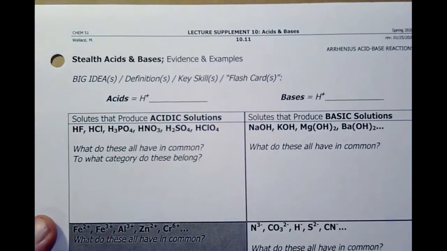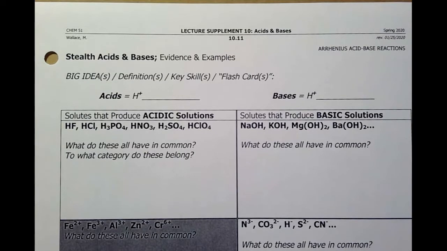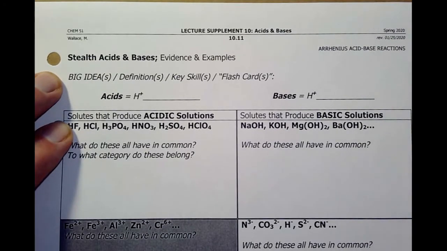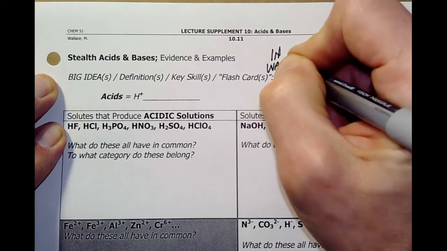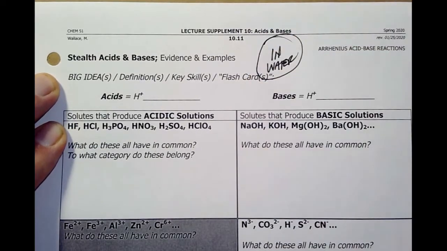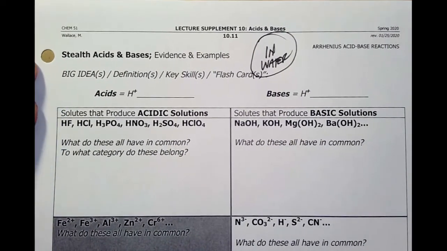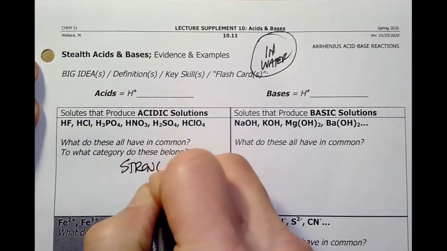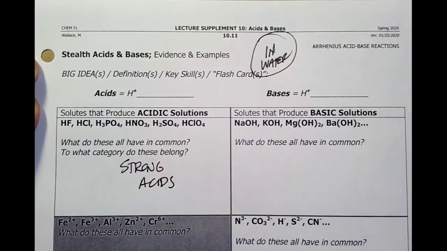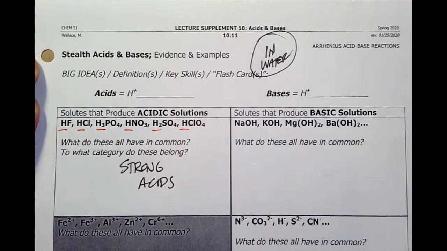Now, I have a summary on page 11, 1011, that sort of ties all this together. And again, if I make a solution, it just means put something in water. Put a compound, an ion, whatever in water, and does it make an acidic or basic solution? Well, strong acids, no surprise. The strong acids that we memorized make acidic solutions.